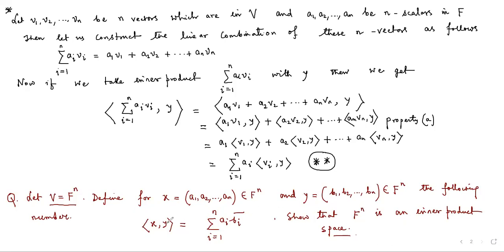We want to show that this operation is an inner product, and hence Fn is an inner product space under the operation. The operation is defined in the following manner. So we are going to check all the properties for this particular operation, one after another. So let's start this problem. Probably I'll not be able to finish it.